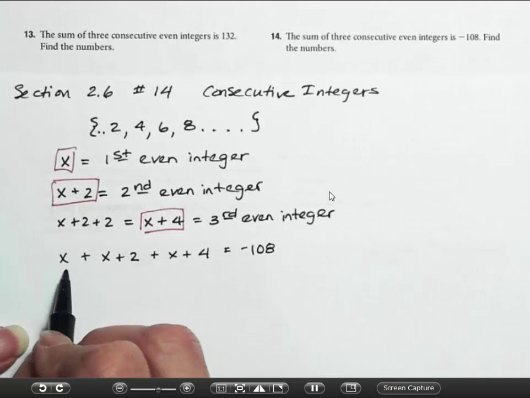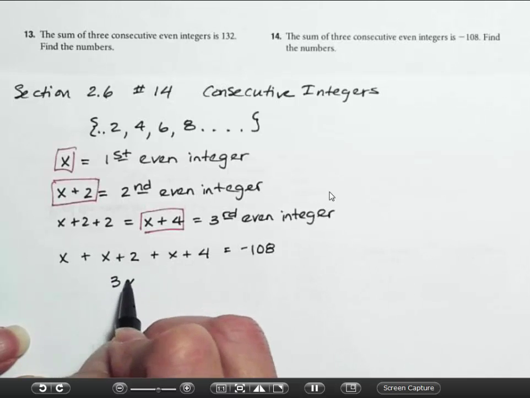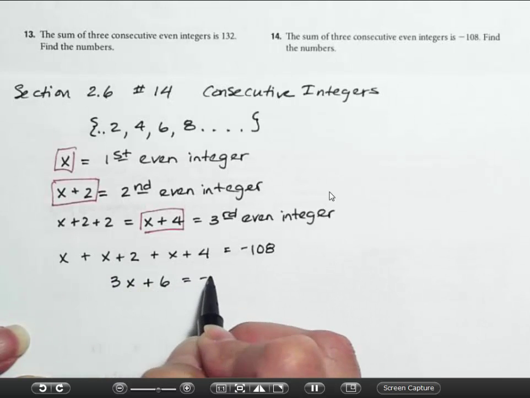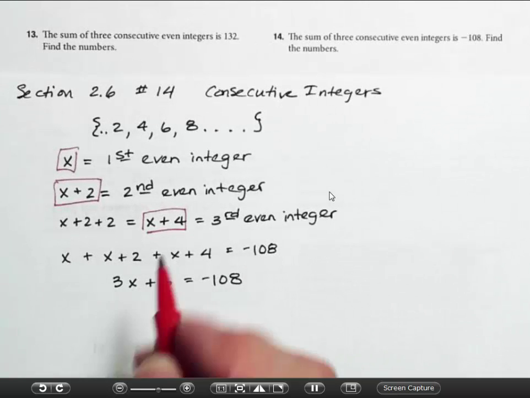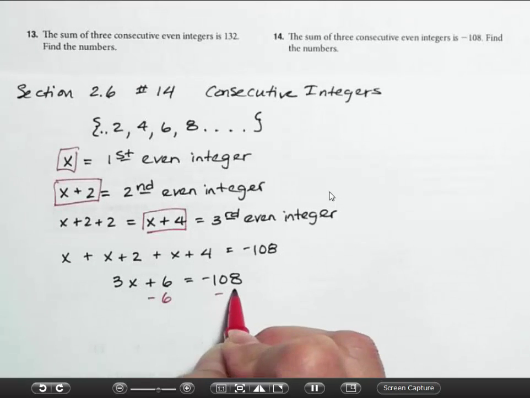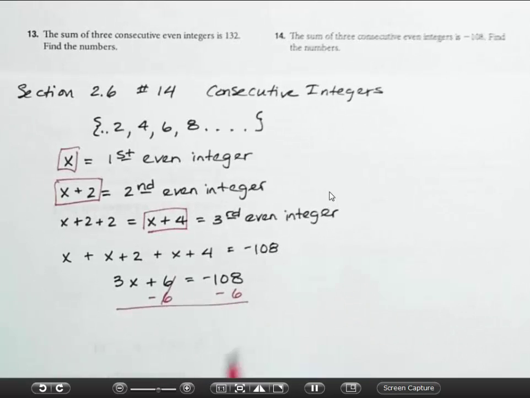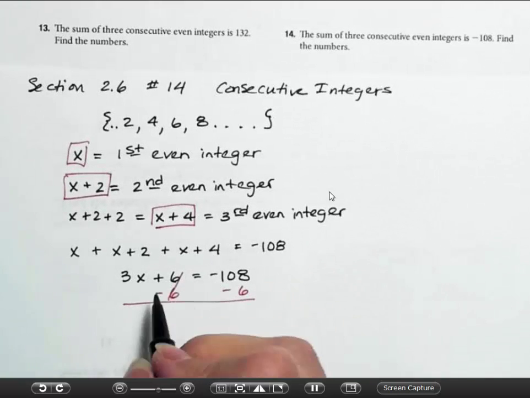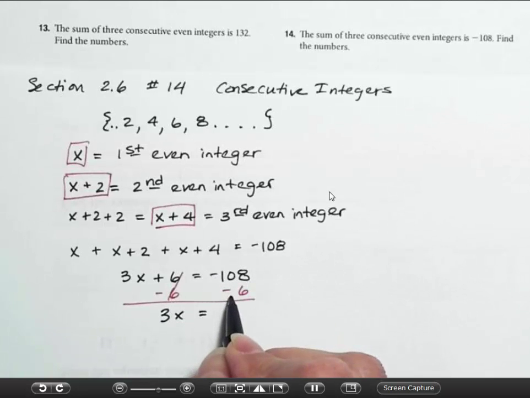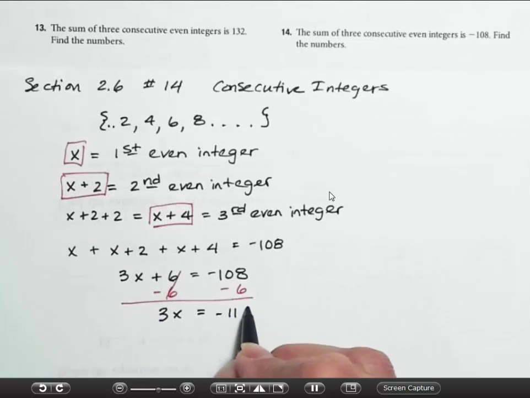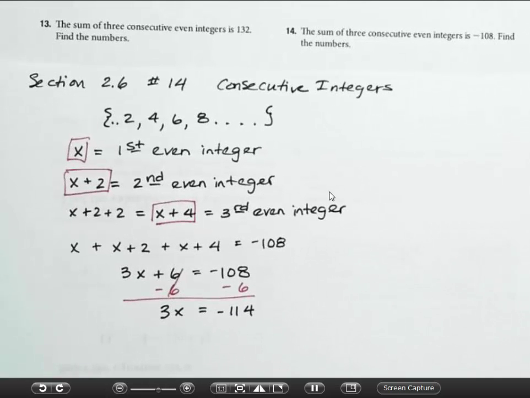I'm then going to add like terms. So I'm going to have 3x plus 6 equals negative 108. I'm going to subtract 6 from both sides. And remember, when I'm subtracting 6 on the right side here, on the left side those cancel out, and I'm left over with 3x. But on the right side, I have negative 108, and I'm going more negative. So I'm going to negative 114. Divide both sides by 3.